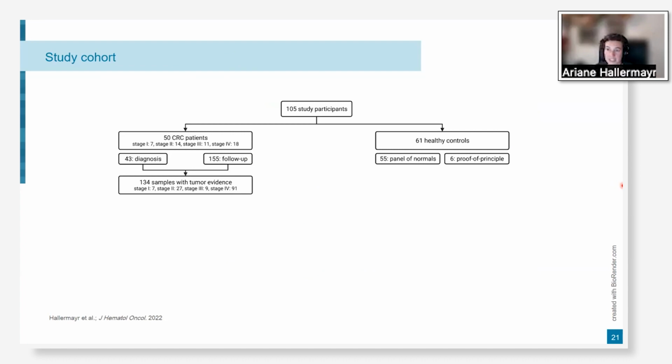Overall, for the validation or establishment of LiveCNA, 105 study participants were included, including 50 CRC patients. And of those patients, I was able to obtain 134 samples that were collected at a time point of the course of disease where the patients had clinically confirmed tumor evidence, and 61 healthy controls. And of those 61 healthy controls, 55 controls were included in the panel of normals.